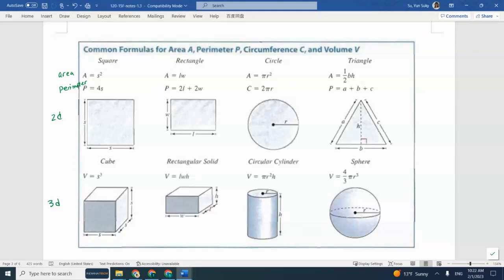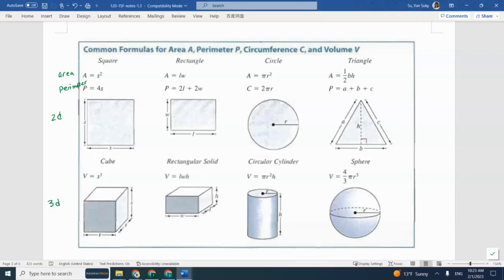Okay, and then rectangle. Area, length times width. Perimeter. We have 2 length and 2 width. Yes. Okay, circle. Pi r squared. You all remember? Area of circle, pi r squared. Circumference. Yeah, we don't call it perimeter because circumference of the circle is 2 pi r. Okay, it's also pi times d, where d is the diameter. Yes.